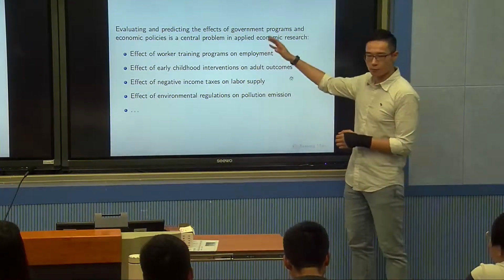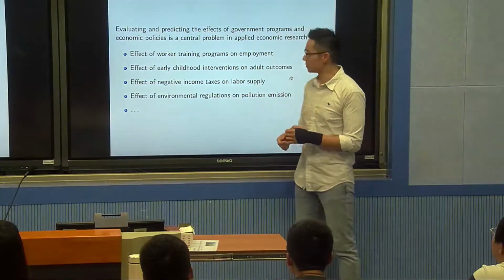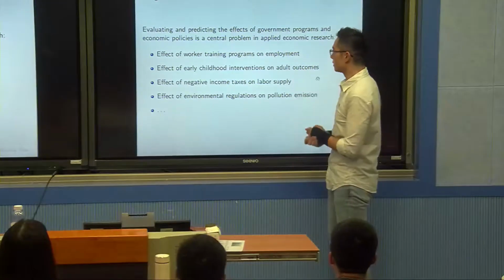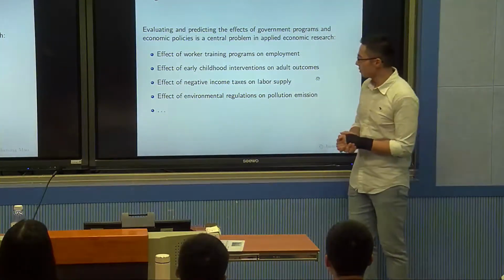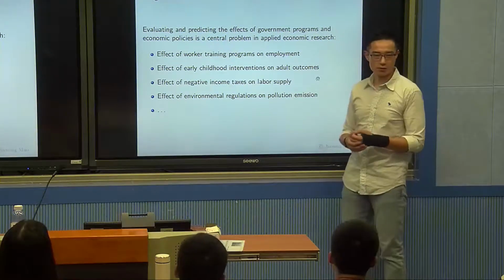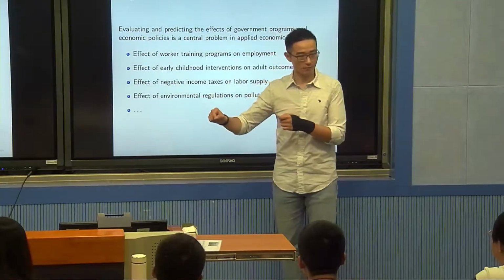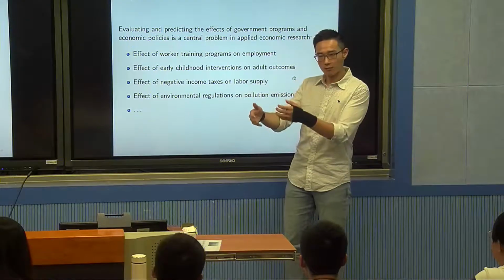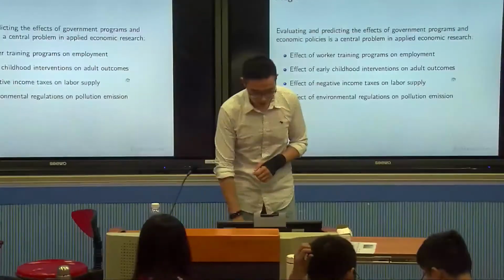So this is the type of research, causal inference research, that we do a lot in microeconometrics, right? For example, the effect of a worker training program on employment, the effect of early childhood intervention on adult outcomes, the effect of negative income tax on labor supply, the effect of environmental regulation on firm pollution. All these questions essentially are causal inference questions. We want to know the effect of something like a government policy or program on some outcome we're interested in. So that's the major concern of microeconometrics.